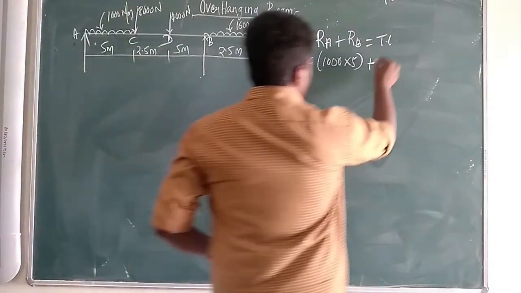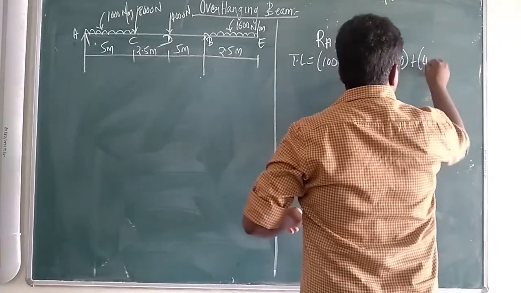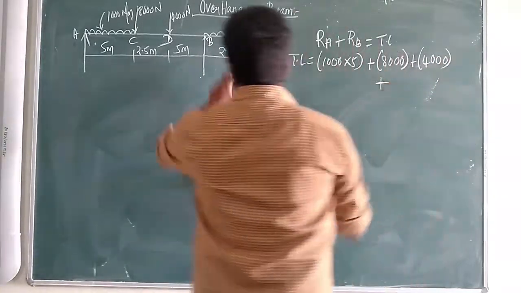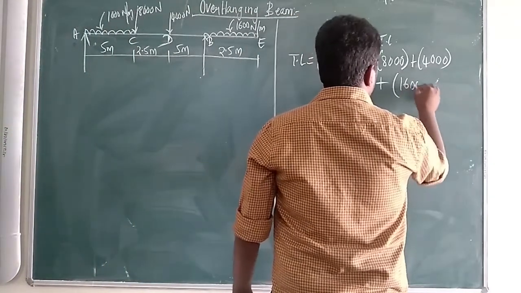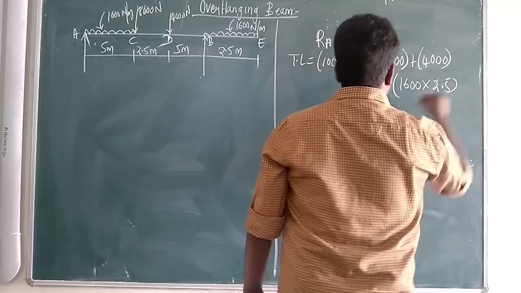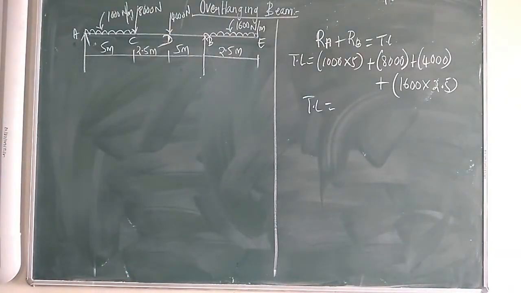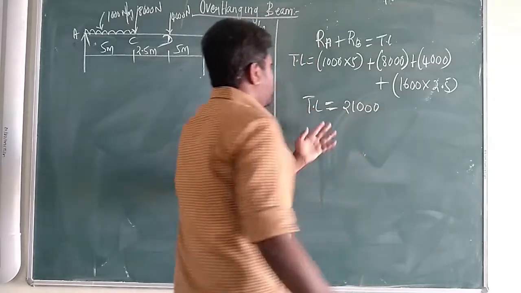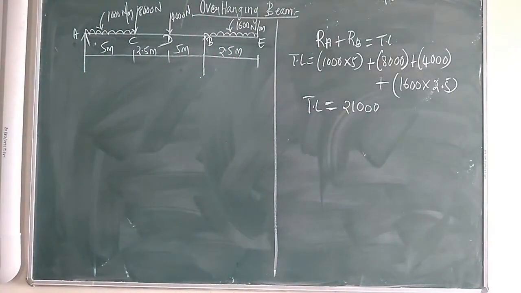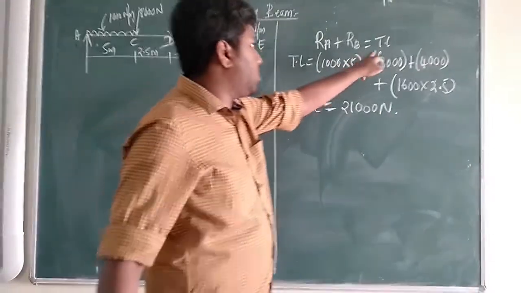So simply you take the point load 8000 plus another point load 4000 plus again UDL at a distance of 2.5 meter. So 1600 into 2.5. So your total load will be equal to 21,000. The total load is equal to 21,000. What is the unit of total load? It will be in Newton. Okay, so 21,000 Newton. So now we have found the total load.